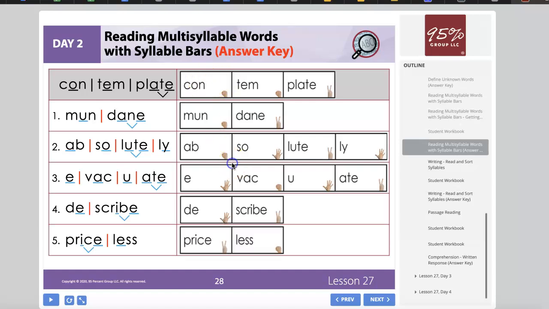Those are our vowels. You can pause the screen here for students to make sure that they have the correct answers down, have the correct vowels underlined, and the syllables separated with lines.